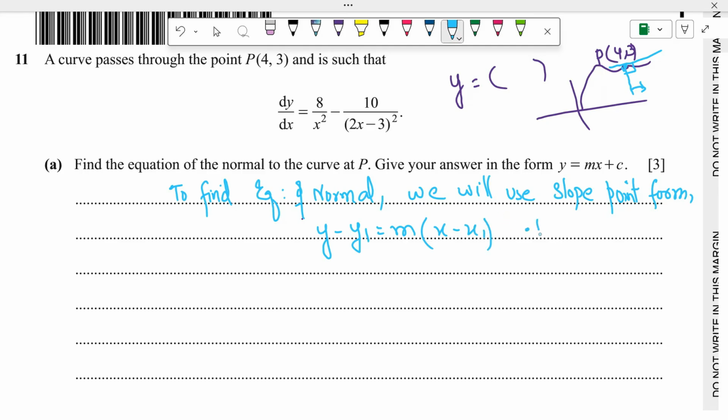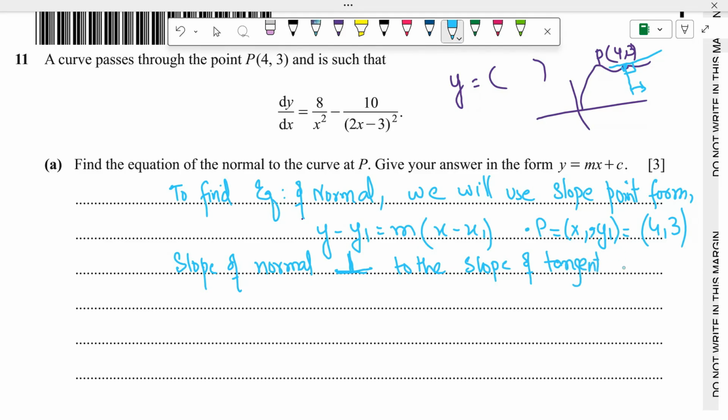Here the point P is given, which is (x1, y1) = (4, 3). We need to find the slope of the normal, and the slope of the normal is perpendicular to the slope of the tangent to the curve at point P. If we can find the slope of the tangent at P, we can find the slope of the normal.